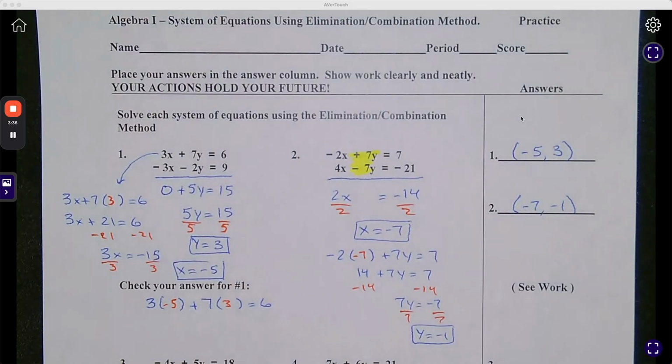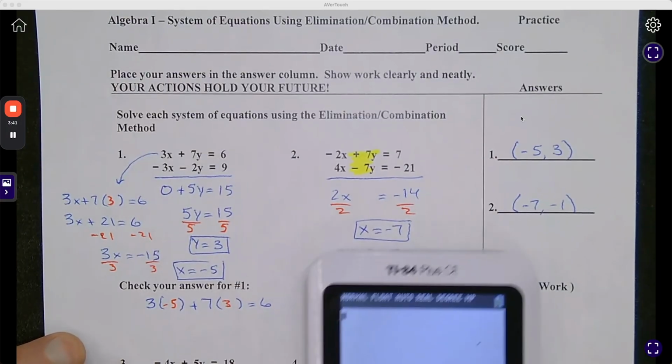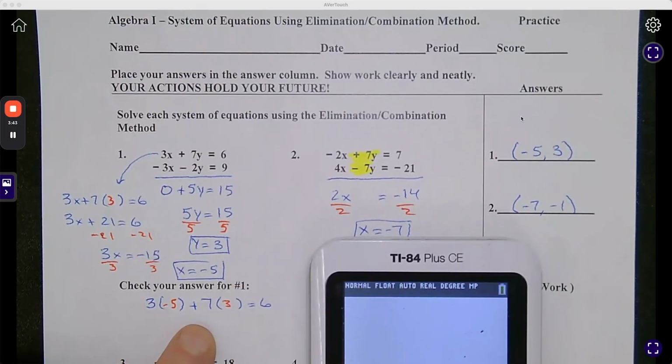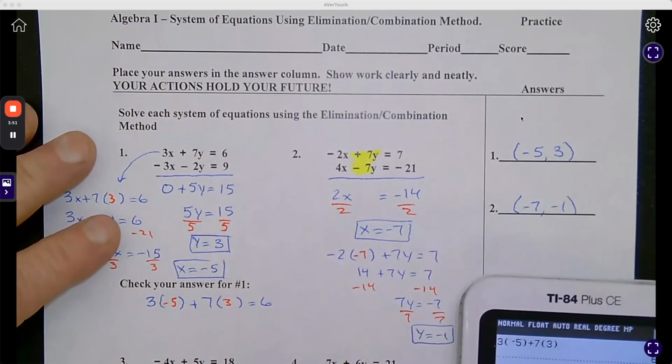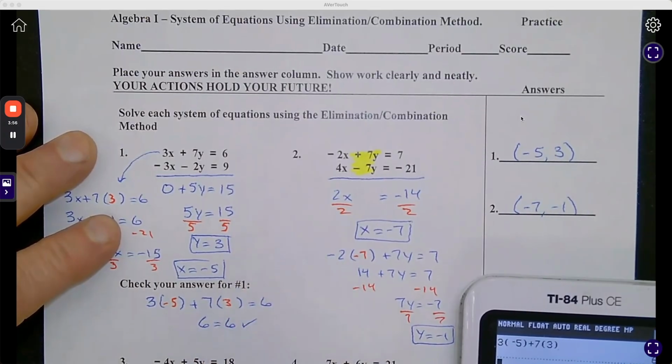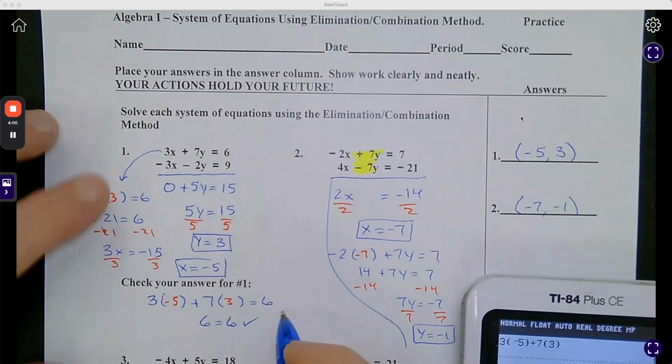So at this point, I can just use my calculator and simplify the left-hand side. The left-hand side is this side. So 3 times -5 plus 7 times 3 equals 6. So then my final conclusion is that yes, 6 equals 6 is true. That means that ordered pair is a solution.